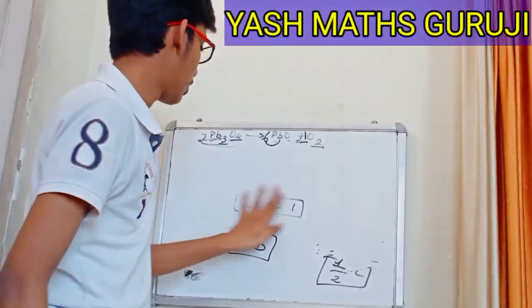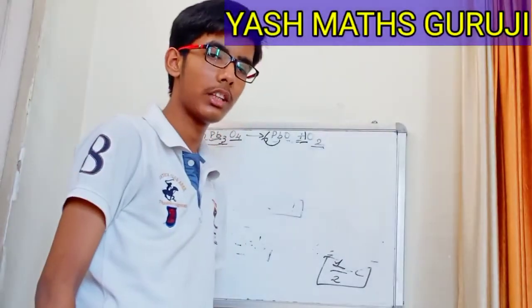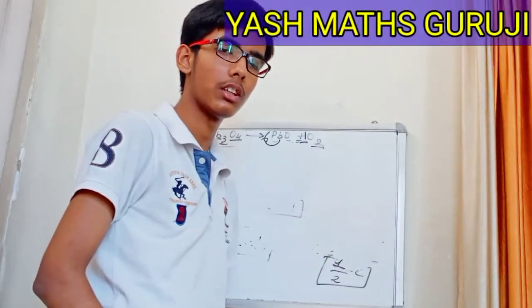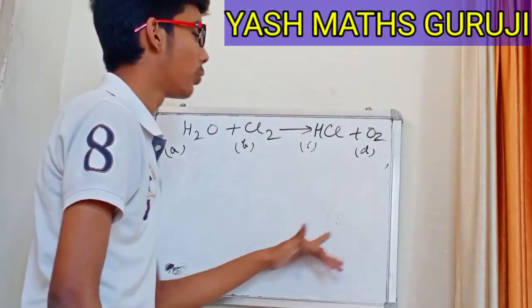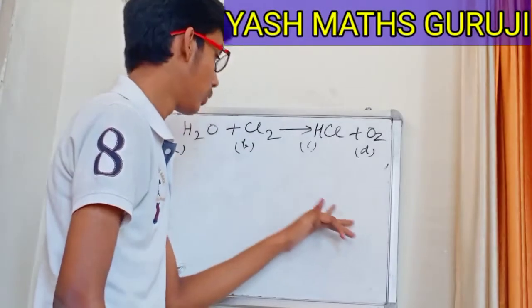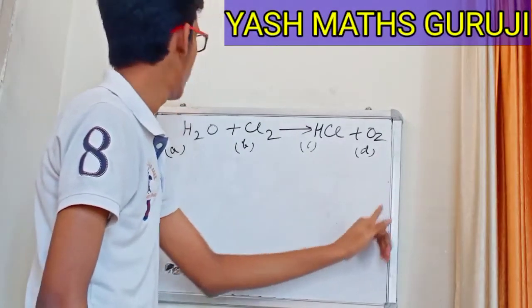So I will solve another question for you so that you can easily understand. So let's begin with the next question. So friends, the next question is here. H2O plus Cl2 gives rise to HCl plus O2. I have named the compounds so that time will not be wasted.